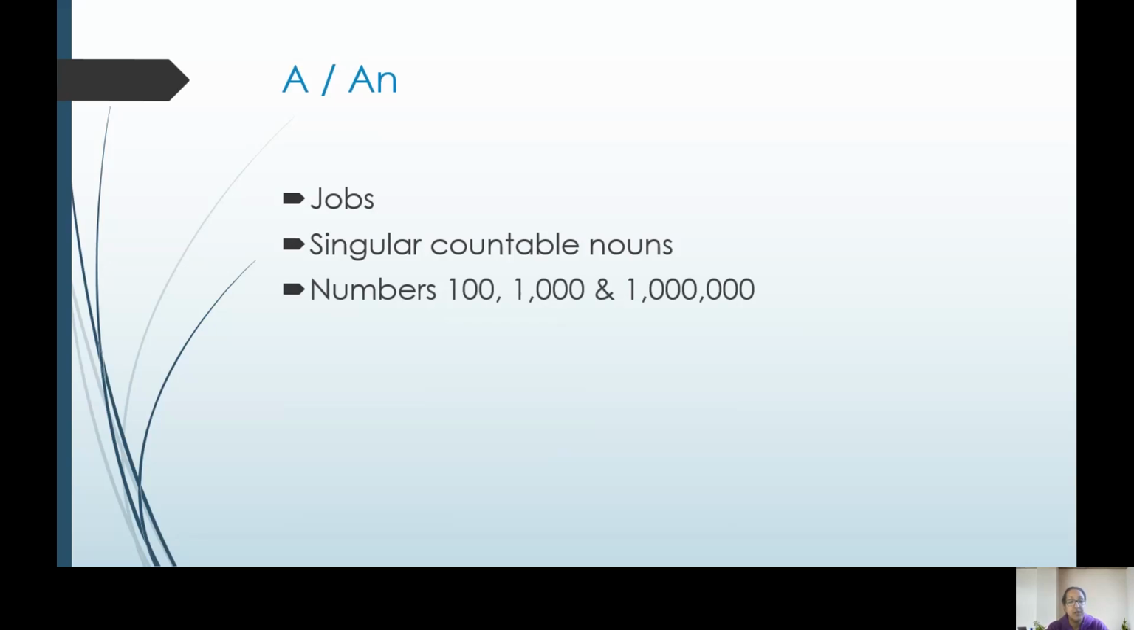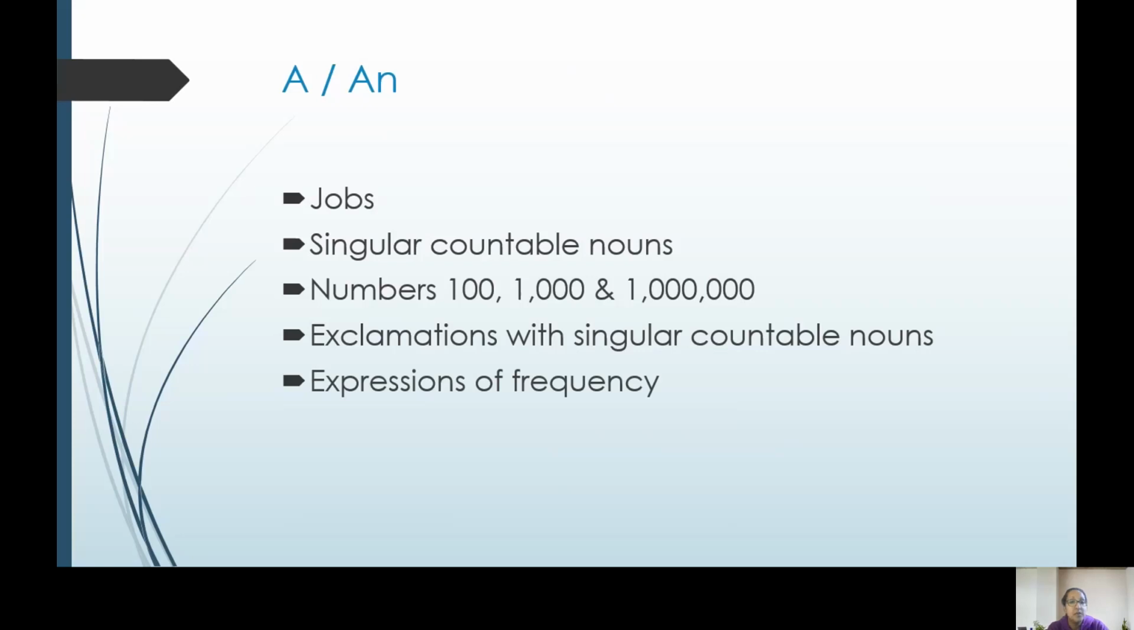We use it with the numbers 100, 1,000, 1,000,000. We can say a hundred, a thousand, a million. But don't say "one hundred" necessarily; we can say "a hundred" instead. We use it with exclamations with singular countable nouns. For example, what a beautiful day. What an exciting event. We use it with expressions of frequency. For example, once a week, 3 times a month.